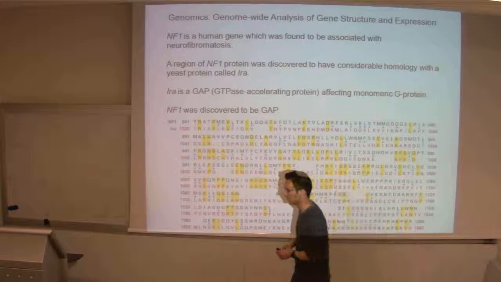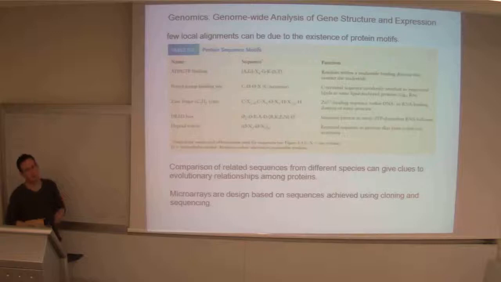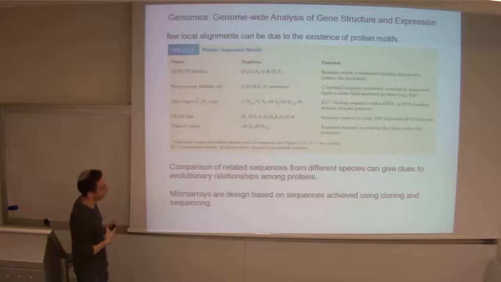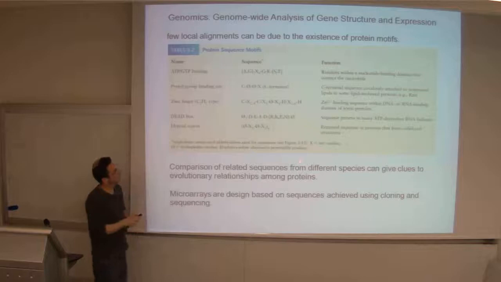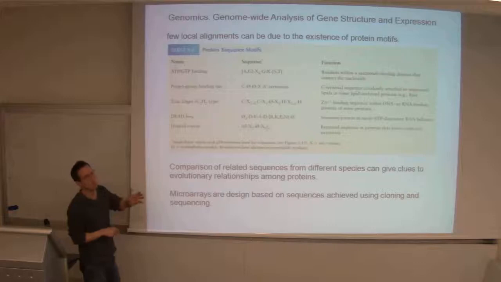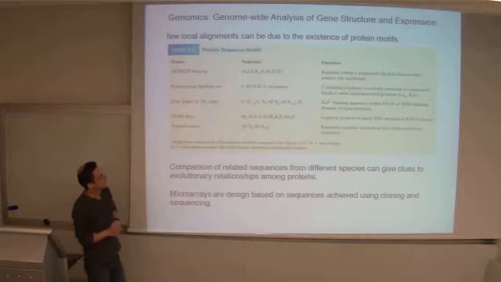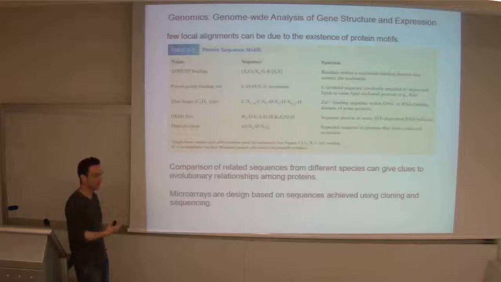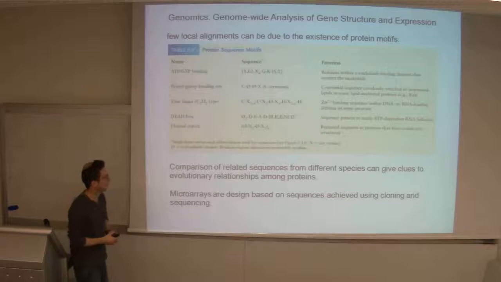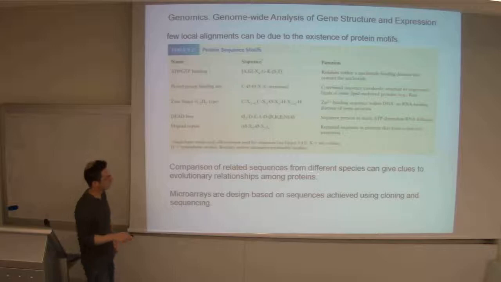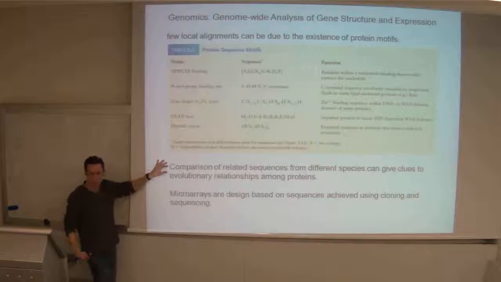This approach of comparing between two species is a valid one, and it's important to human diseases. It's important to know that local alignments can be due to the existence of protein motifs, and this is usually the way we find consensus sequences, some of which we saw when we discussed protein motifs. We do so by aligning proteins with different but similar motifs, finding the similar functions, and finding the motifs that underlie these functions, and the consensus sequence can be calculated inside the same species or between species. So comparison of related sequences from different species can give clues to evolutionary relationships among proteins. This is one way that we can measure evolutionary distance between species.